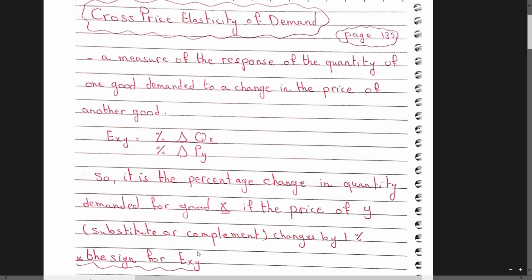Price elasticity of demand was always negative because it reflects the negative relation between price and quantity demanded. But for price elasticity of supply, the relation was positive because it reflects the positive relation between price and quantity supplied. But here it may take the negative or the positive sign. It depends on the relation between these two goods which I'm talking about.